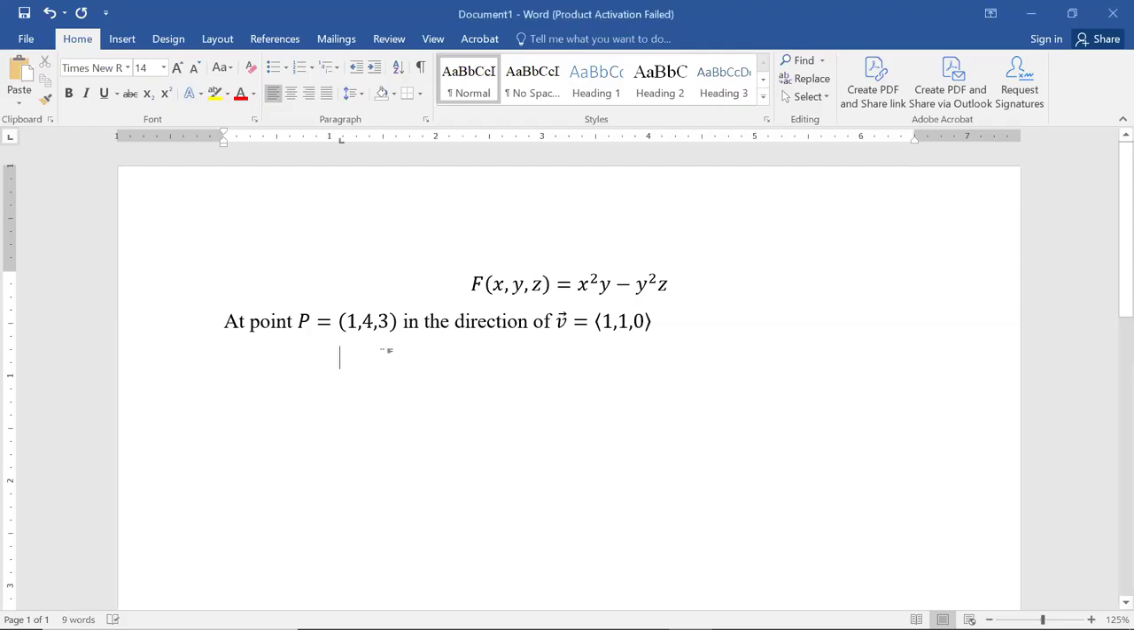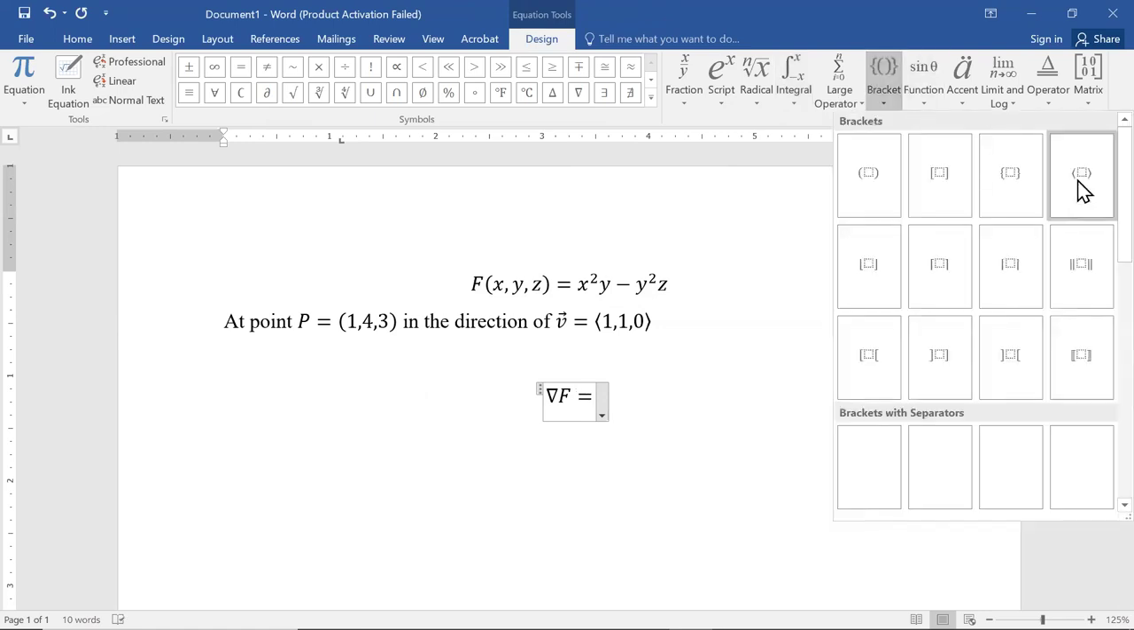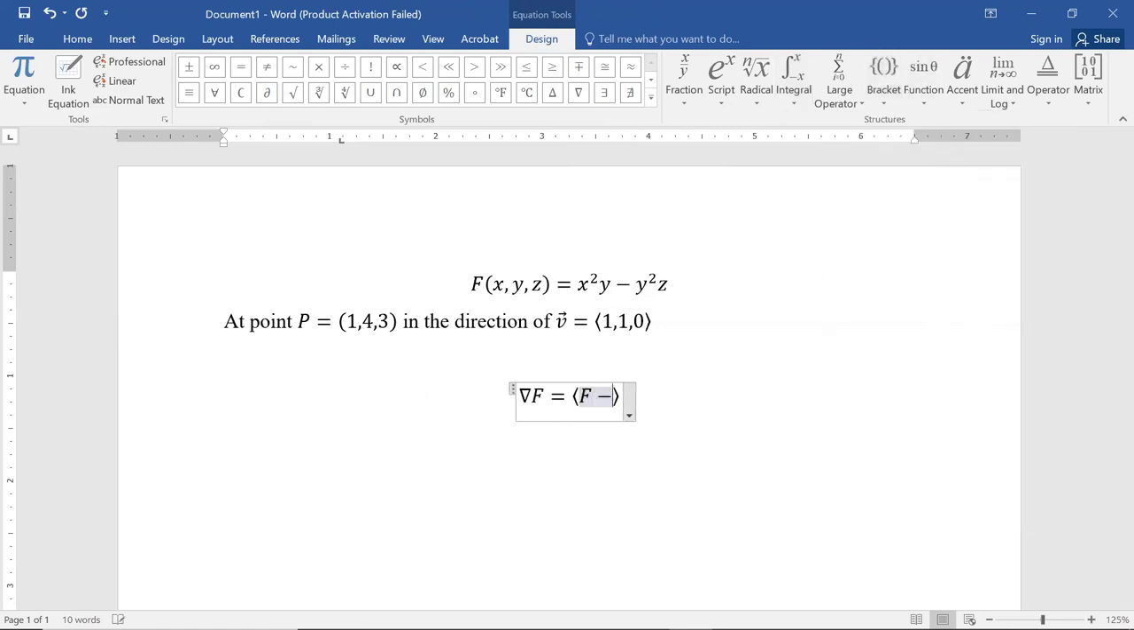All right. We might throw in direction of maximum increase and all that stuff too. So first thing, we want to find the gradient of f. That's going to be the vector f sub x, comma f sub y, comma f sub z. All right.